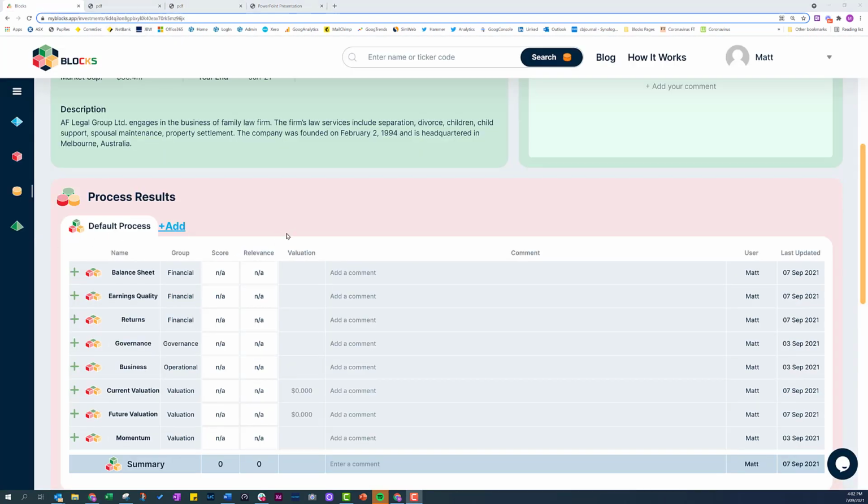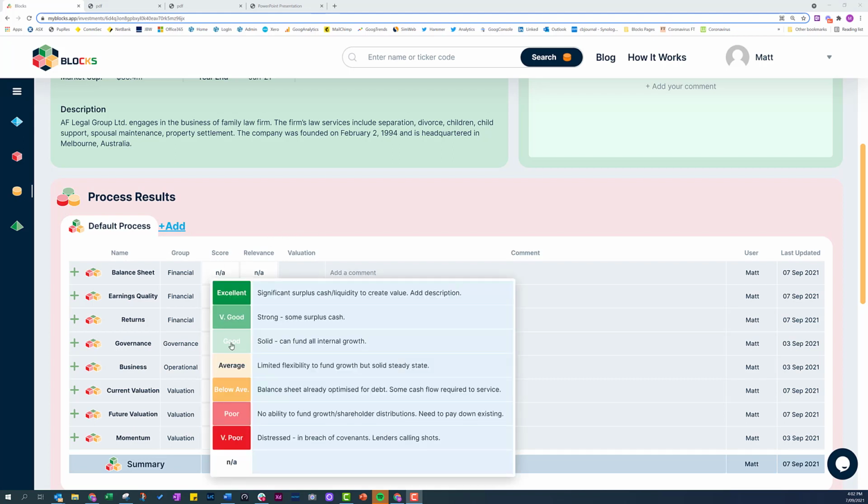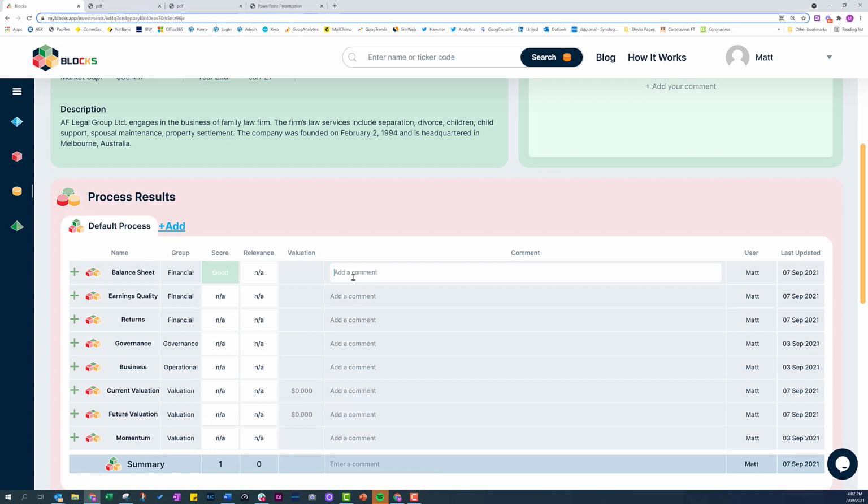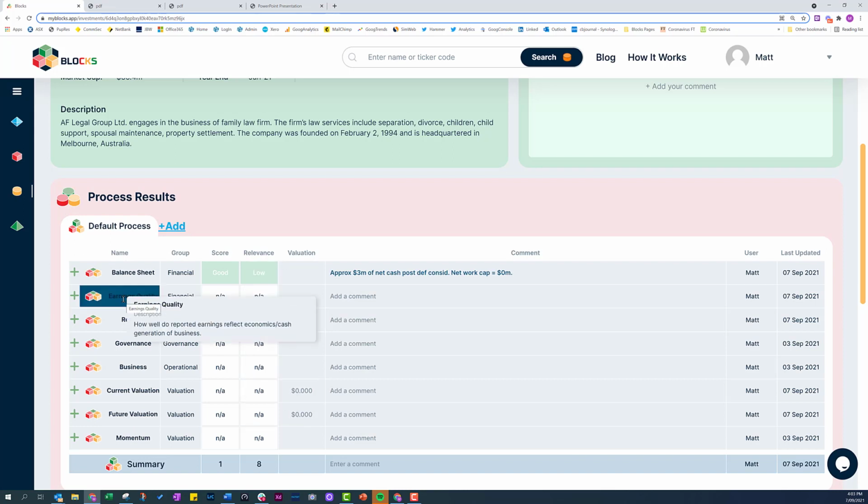So the balance sheet, with that little bit of net cash, I would rate fair to good. So in this case, I'll give them a good rating. Because the amount of net cash isn't huge in terms of the overall valuation of the company, I'll give this a low relevance factor.